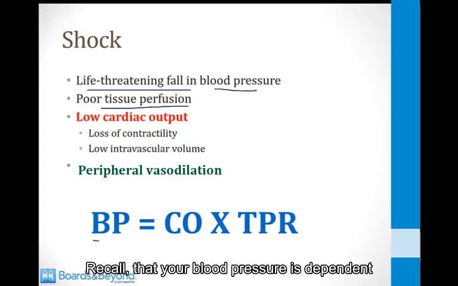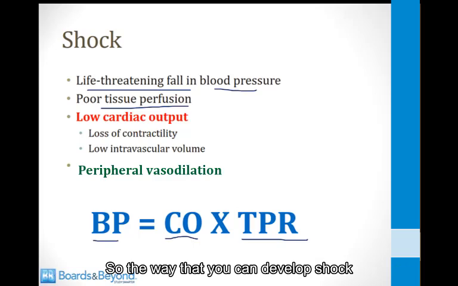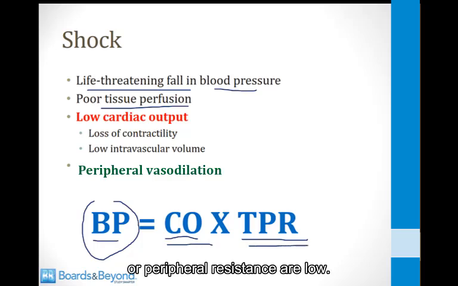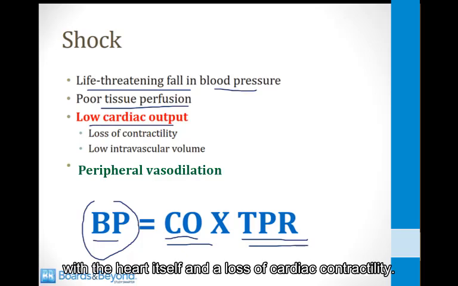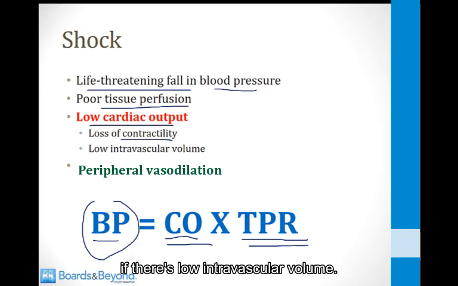Recall that your blood pressure is dependent on your cardiac output and your total peripheral resistance. So the way that you can develop shock and a life-threatening fall in blood pressure is if either the cardiac output or peripheral resistance are low. Now, there are two reasons why you can develop low cardiac output. First of all, it could be a problem with the heart itself and a loss of cardiac contractility. And the second reason you can have a low cardiac output is if there's low intravascular volume. If the intravascular volume is very low, even if the heart is pumping normally, the cardiac output will fall.